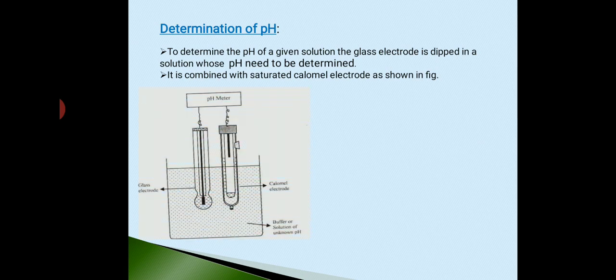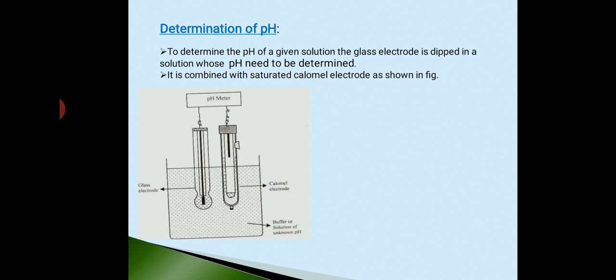You can see in this figure, there is a pH meter. To the pH meter, the glass electrode and calomel electrode assembly is connected, and it must be dipped in the analyte solution. Here the analyte solution is any solution whose pH must be determined. Along with the glass electrode, the saturated calomel electrode is also used, and here the saturated calomel electrode acts as the reference electrode.